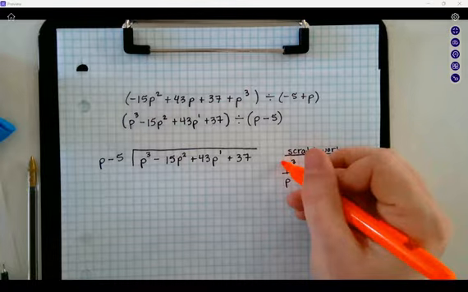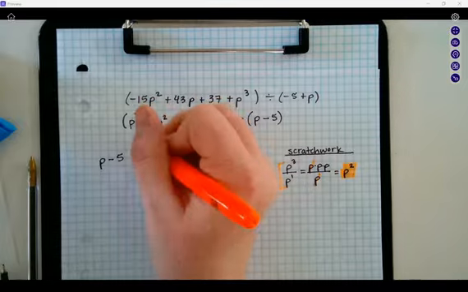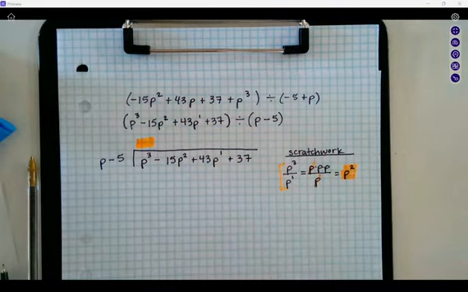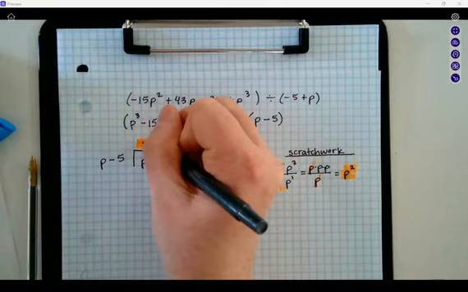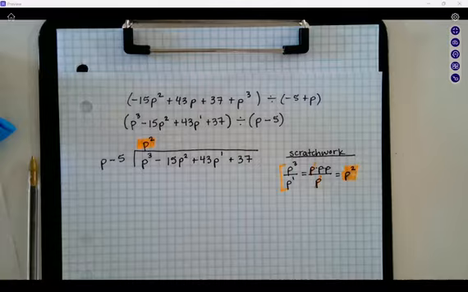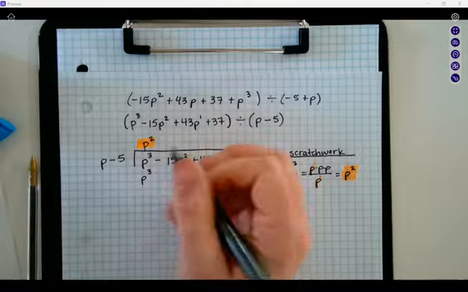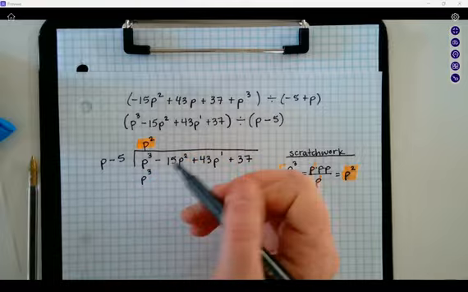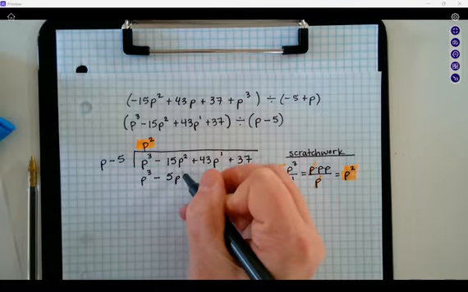And this is going to be that p squared, that is our first term in our quotient. So I'm going to write that down up here. Now we're ready to distribute that first term across the divisor. So p squared times p is p cubed. P squared times negative 5, that is negative 5p squared.